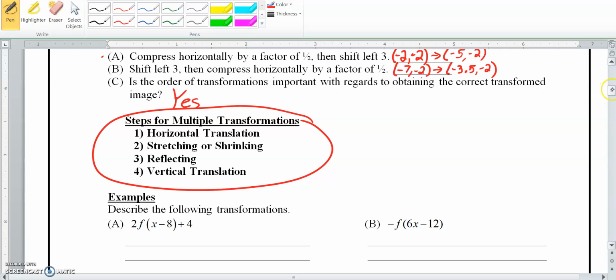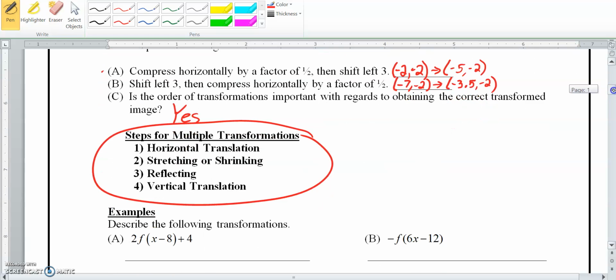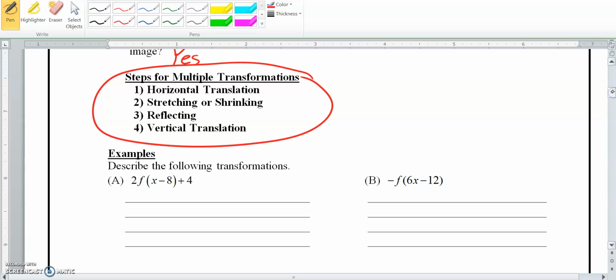Well, let's keep going. See if I can get a couple examples. So I'll do examples A and B at least. So here we have 2 f of x minus 8 plus 4, and it just says simply describe the following. You know what, I'm going to stop this video just so that I can chunk it out. We're right at 10 minutes here. So I'll stop this and I'll continue the examples on a separate video.